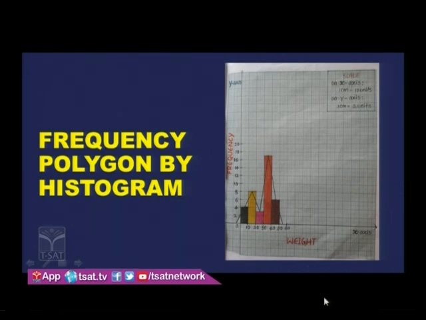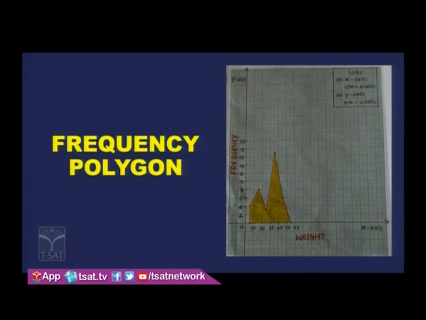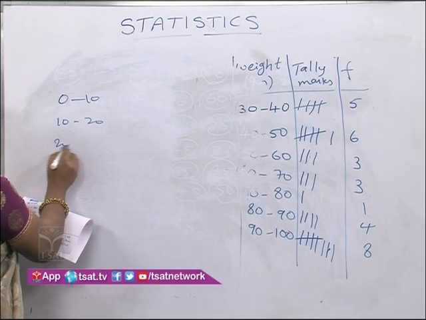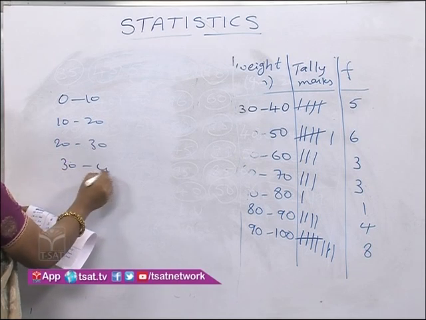So independently, how can we draw a frequency polygon without using a histogram? Look at this. Here the frequency polygon is drawn without a histogram. Here we need to calculate the mid values, as we discussed in the beginning of the class. Mid values we need to calculate. So let us take the data. What is the data that I have? Look at the board, all of you. 0 to 10, 10 to 20, 20 to 30, 30 to 40, and so on.